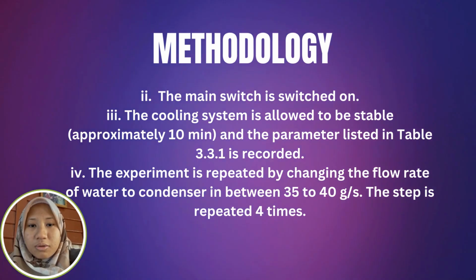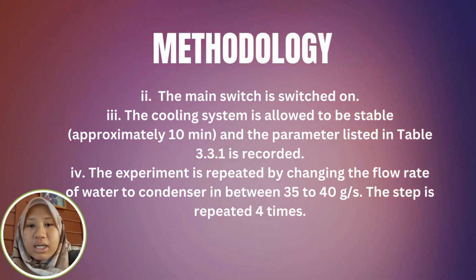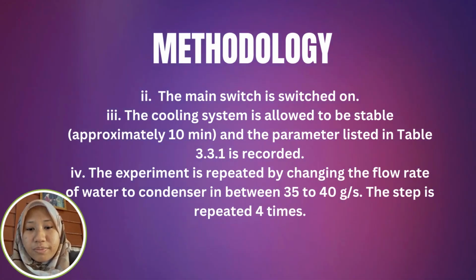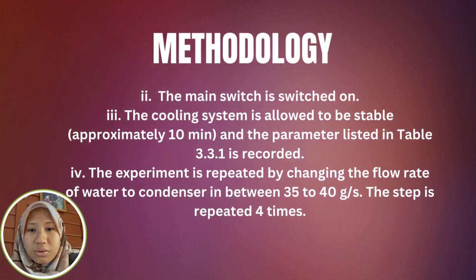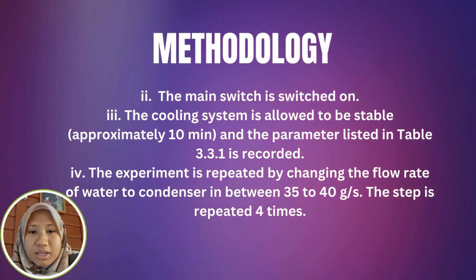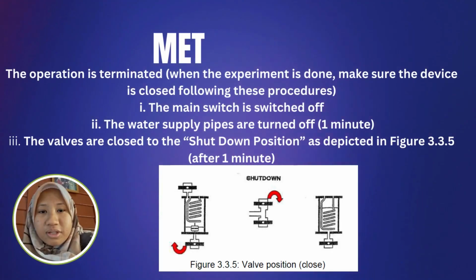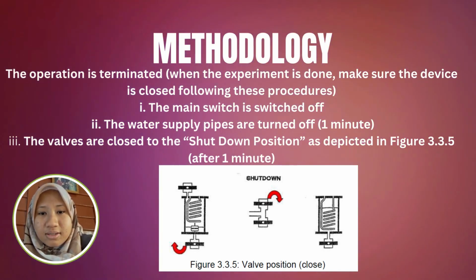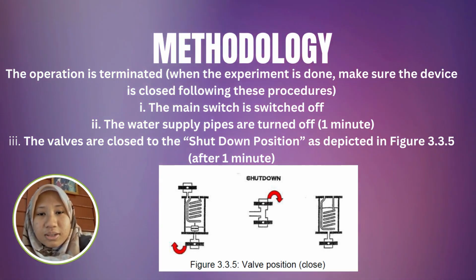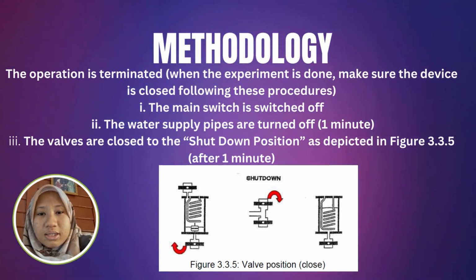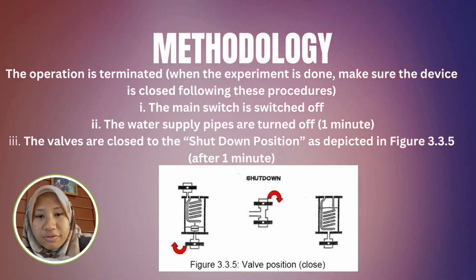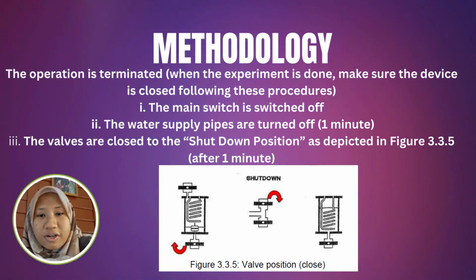The cooling system is allowed to stabilize for approximately 10 minutes, and the parameters listed in table 3.3.1 are recorded. The experiment is repeated by changing the flow rate of the water to the condenser between 35 to 40 grams per second. The step is repeated 4 times. After the experiment is done, make sure the device is shut down following this procedure. First, the main switch is switched off. Second, the water supply pipes are turned off after 1 minute. Third, the valves are closed to the shutdown position as depicted in figure 3.3.5 after 1 minute.